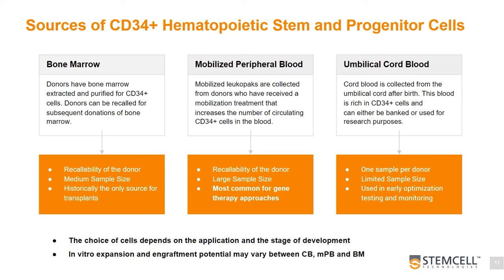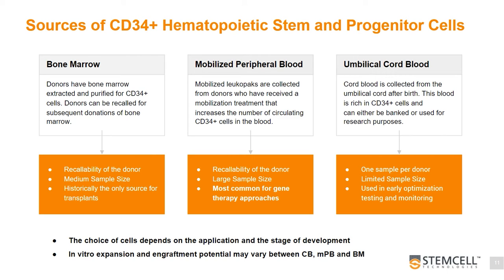One of them is the number of CD34 cells and recallability of a donor. It has also been shown that in vitro expansion and engraftment potential may vary between cord blood, mobilized blood, and bone marrow, which may have implications for ex vivo culture optimization and definition of cell dose for cell therapy application. These and other considerations need to be taken into account when choosing the source of the cells.